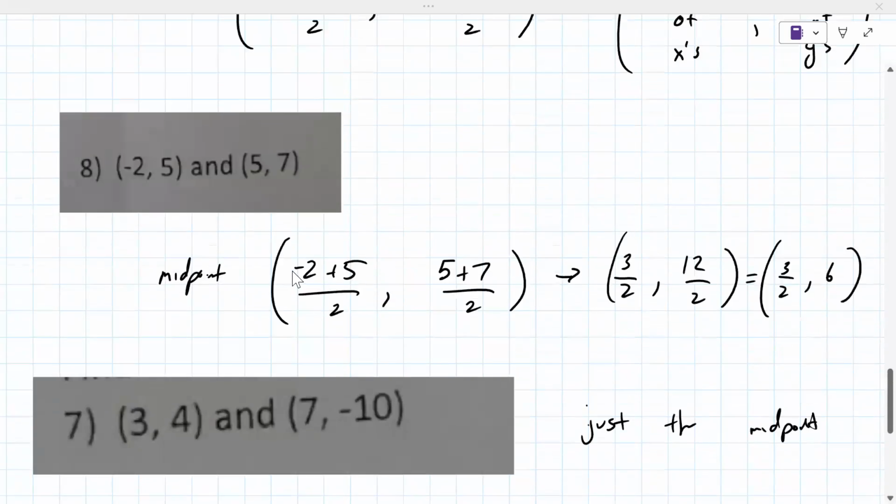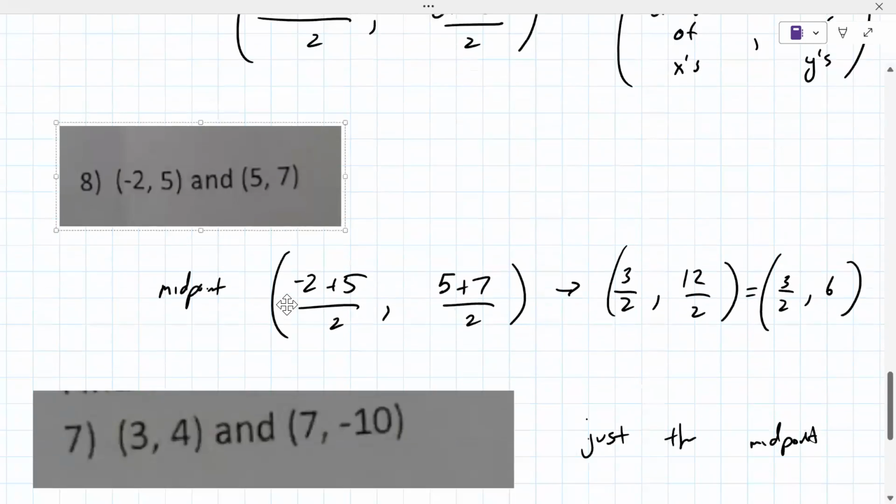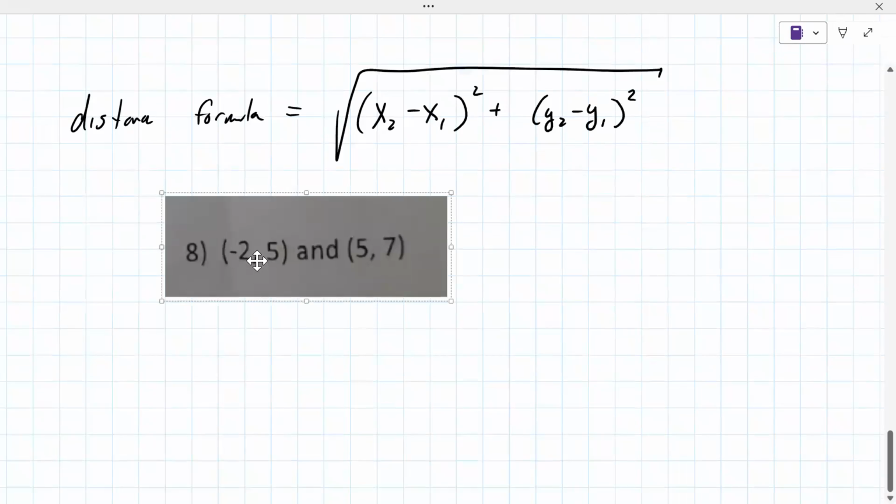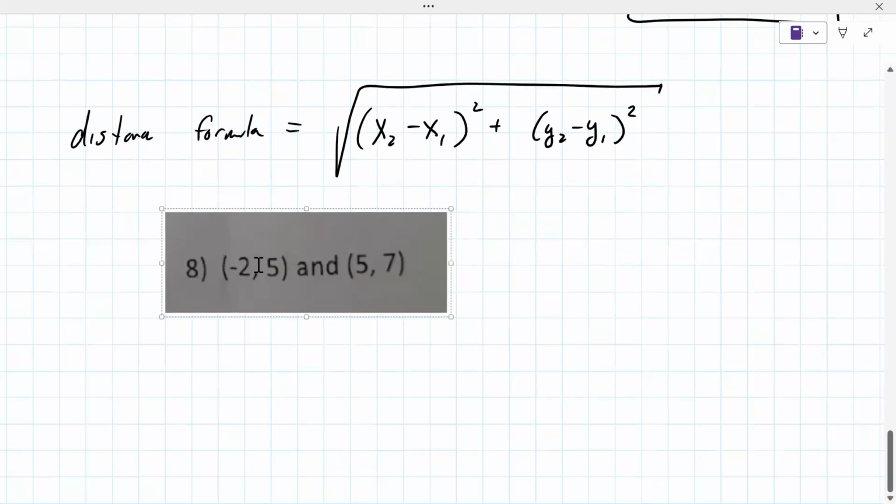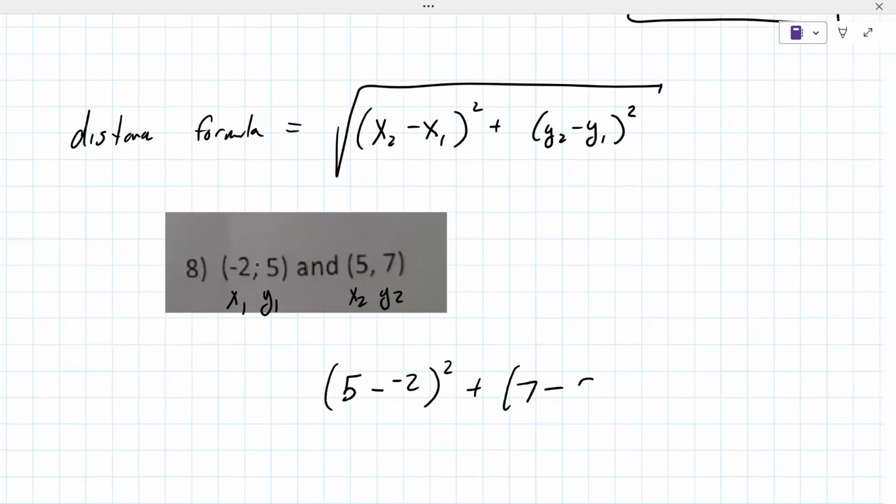Okay, so let's go look at, I'll do number 8 for you. So what could help here, and I would recommend doing this, is labeling them x1, y1, x2, y2, and you're just putting in the formula. So it's 5 minus -2 squared plus 7 minus 5 squared, square rooted.